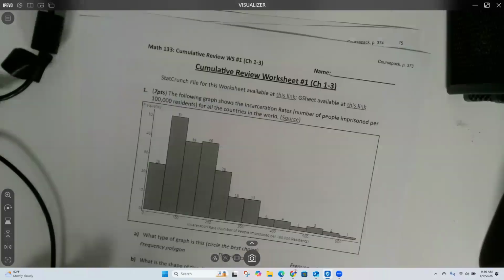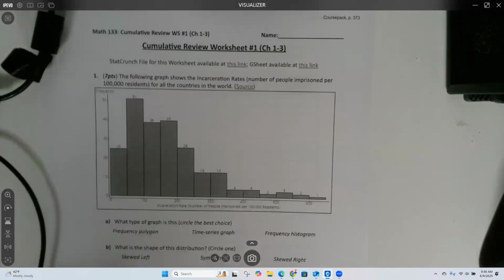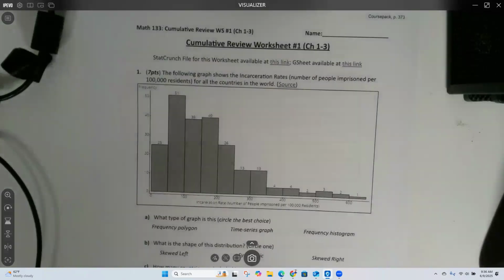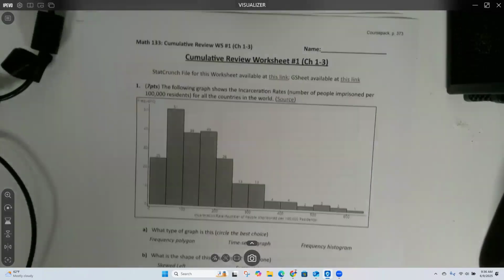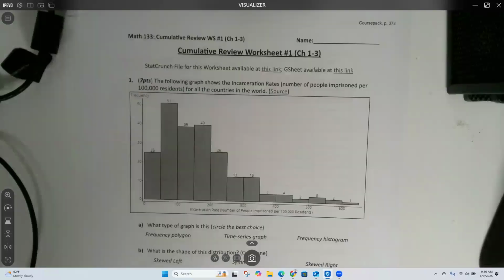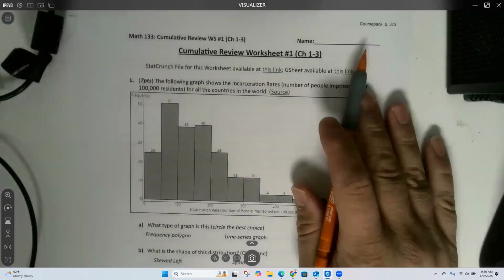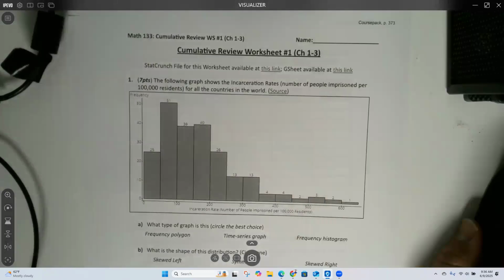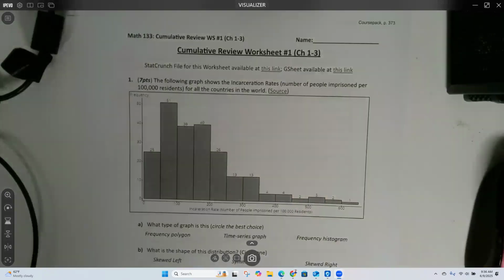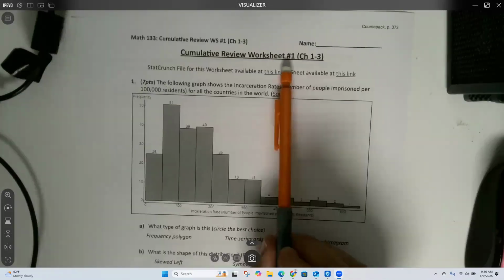Similar to previous worksheets, I'm going to give you lots of hints, especially on the big ones, but might not give you all of the answers right here. We will have this worksheet finished by the end of the day, though. So we're going to work on it a little bit together. Page 373 in your course pack. This is the first cumulative review.